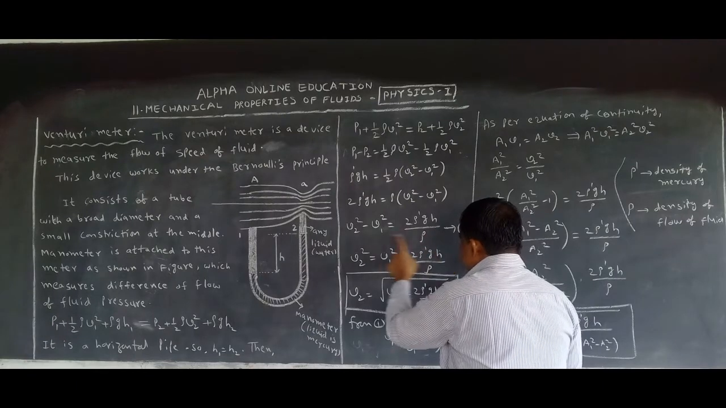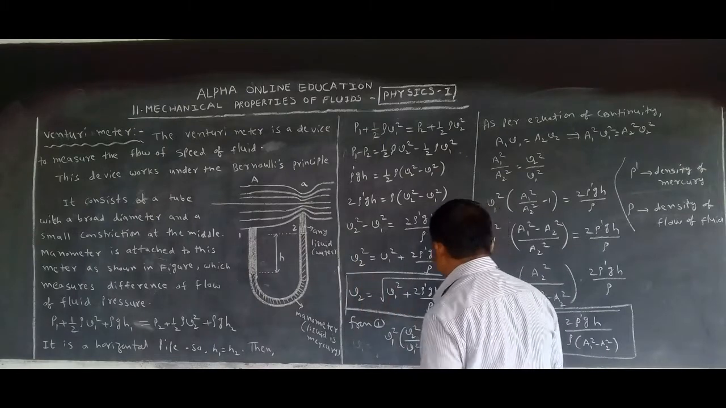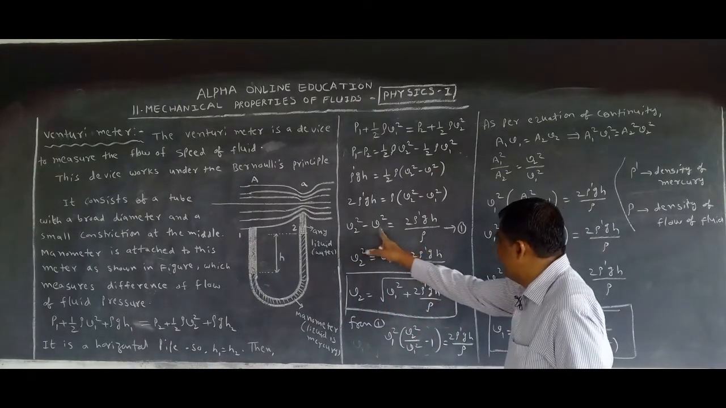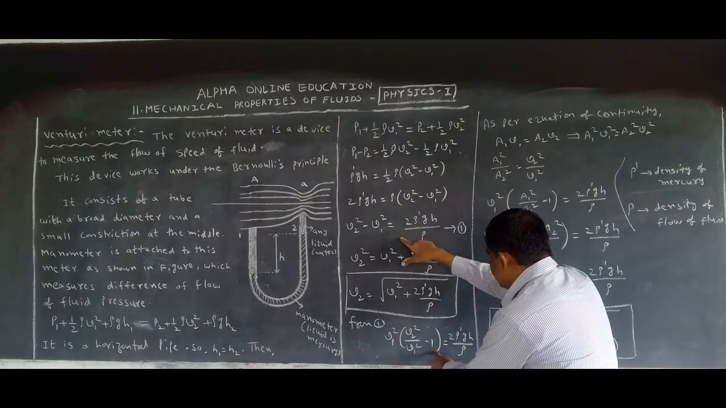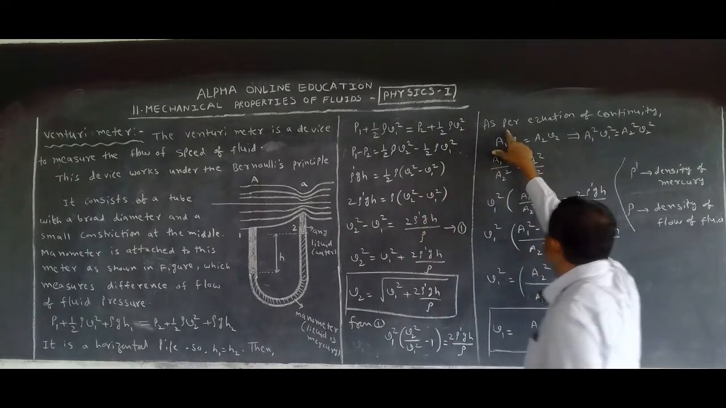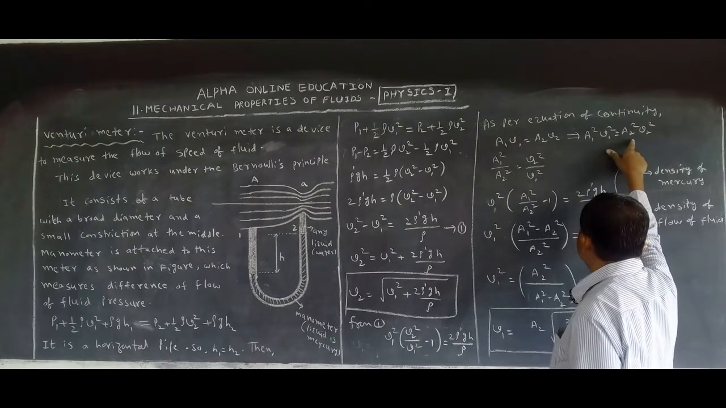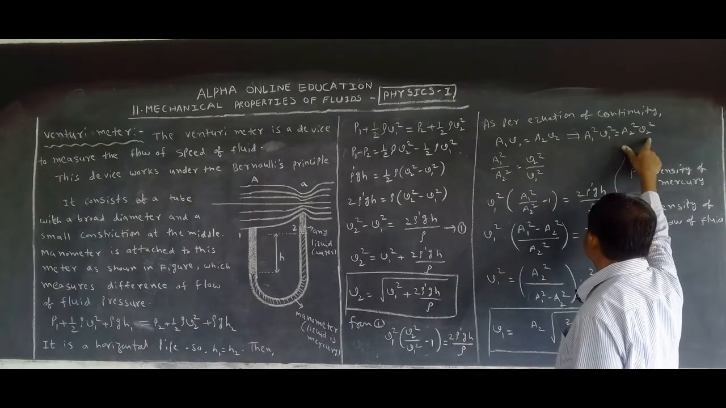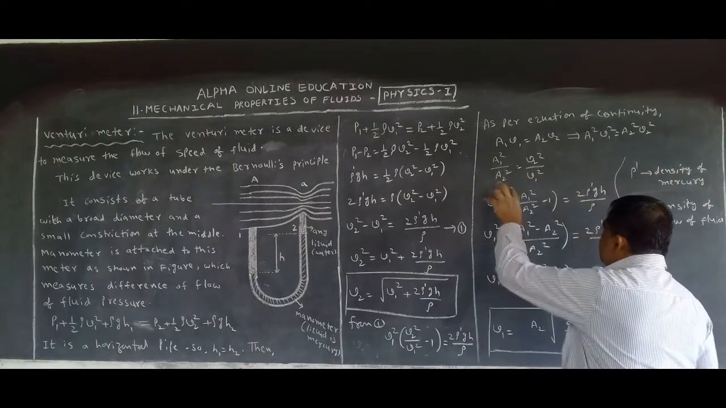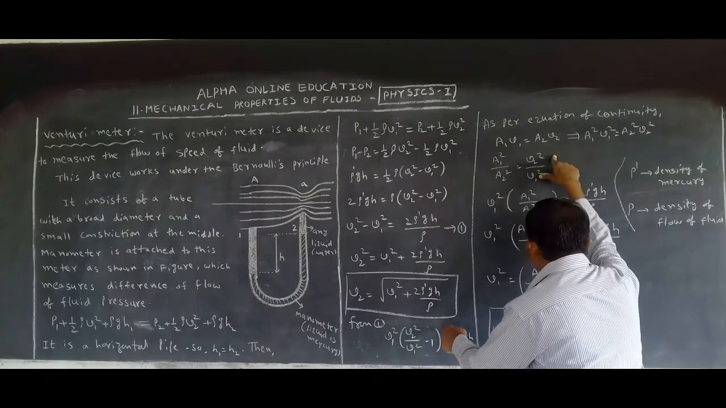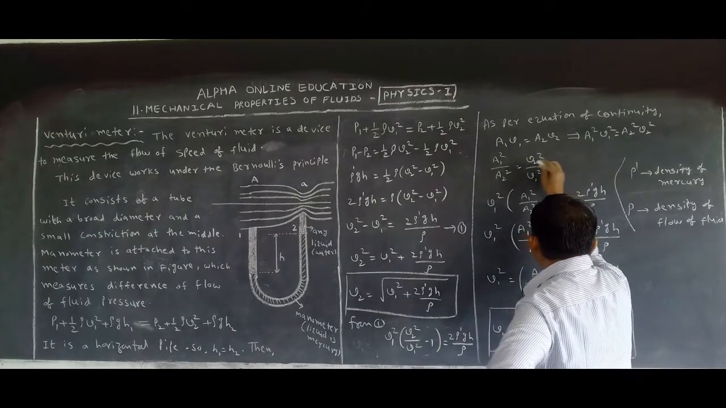Let us call this equation 1. From that, take V1 square common: V2 square by V1 square minus 1. We know the equation of continuity: A1 V1 is equal to A2 V2. Take the square on both sides: A1 square V1 square is equal to A2 square V2 square. So A1 square by A2 square is equal to V2 square by V1 square. Substitute this value in equation 1.